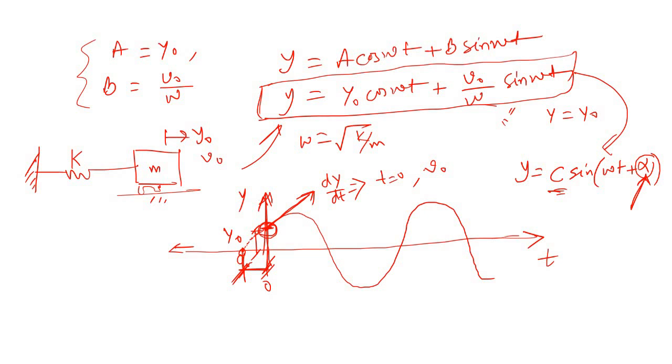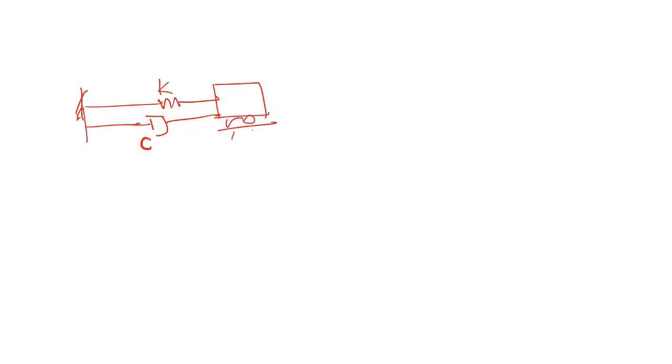In the next video, if you find interest in this video, I will try to solve the damped oscillation. In damped oscillation, in addition to the spring with the system, spring constant, we also have some extra resistance that is known as damp coefficient C. So we'll try to solve that one.